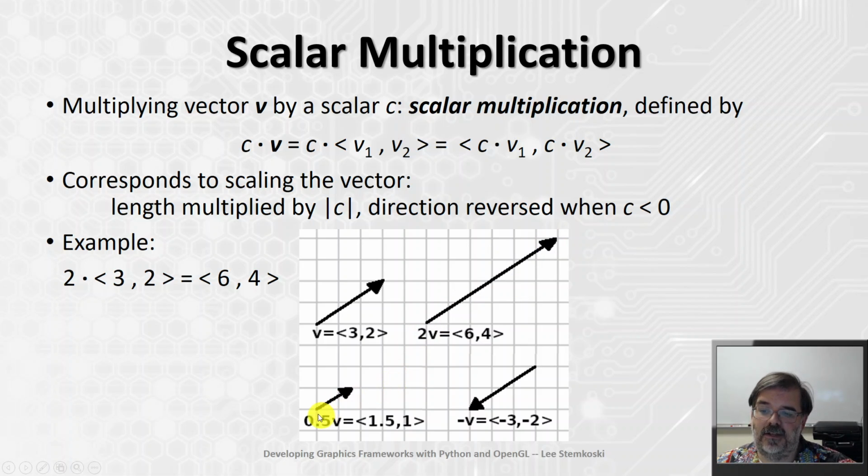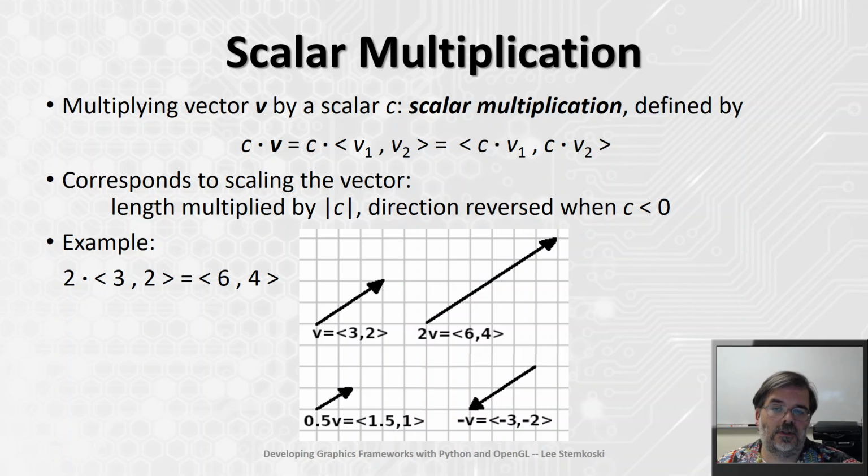If we multiplied that vector by 0.5, we'd get the vector (1.5, 1), and that vector points in the same direction but is half as long. If we multiply that vector by -1, which I'll write as negative v, we get the vector (-3, -2), which would lie along the same line but points in the opposite direction and has the same length. So that's another really important vector operation that we'll see a lot of.